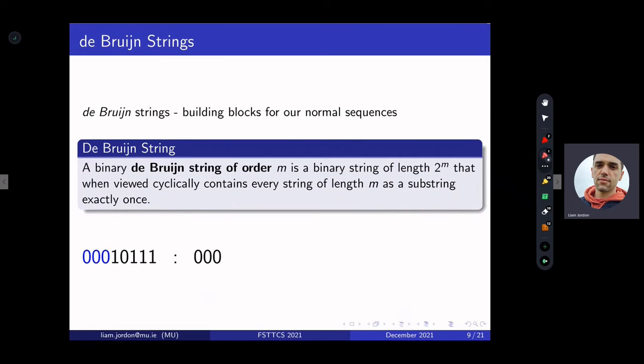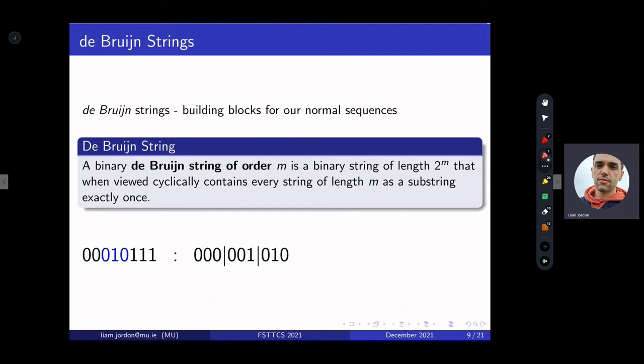So for example, this here is a de Bruijn string of order 3. And if you just cycle through it, you'll see that it contains all strings of length 3. You start off with 0, 0, 0, then you see 0, 0, 1, then 0, 1, 0, then 1, 0, 1. Keep cycling through, eventually cycling back to the beginning when you need to, and you'll see that all 8 strings of length 3 are a substring.